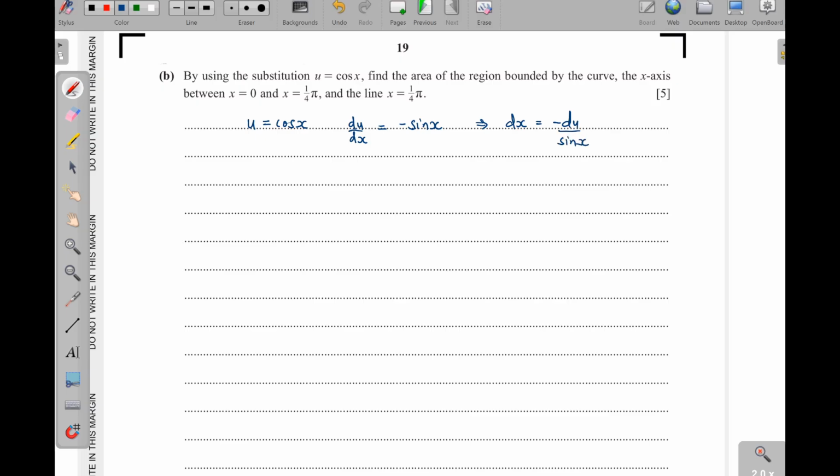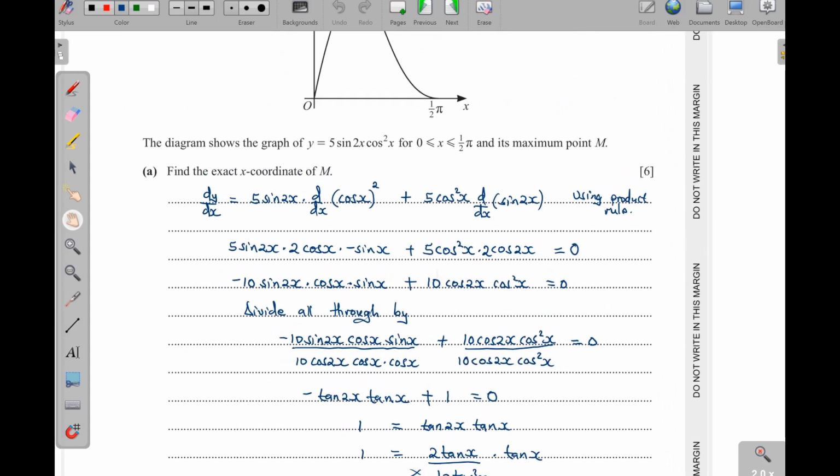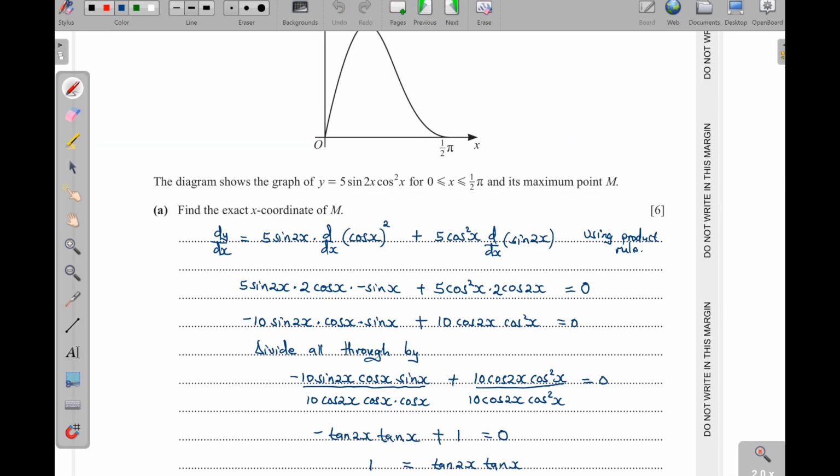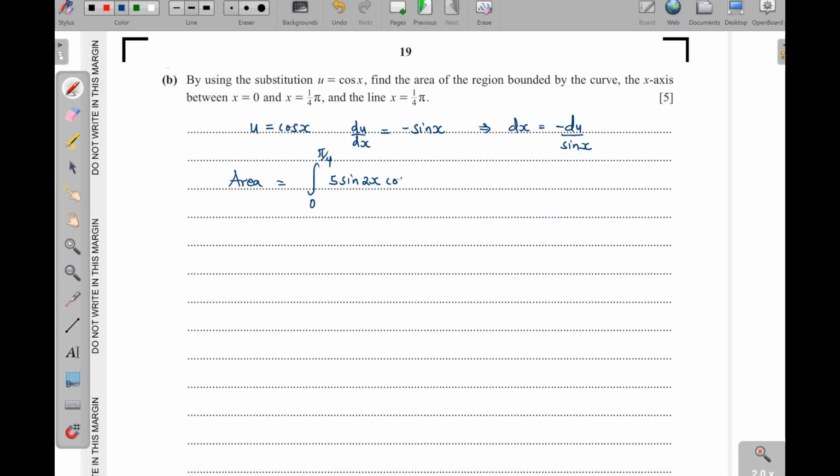Okay, so when they say between x is equal to 0, that is the y-axis, and then these are the limits, so pi over 4. Now that means the area is going to be, we are integrating from 0 to pi over 4. What is our y? Right from here is 5 sine 2x, and then cos squared x, then with respect to x.